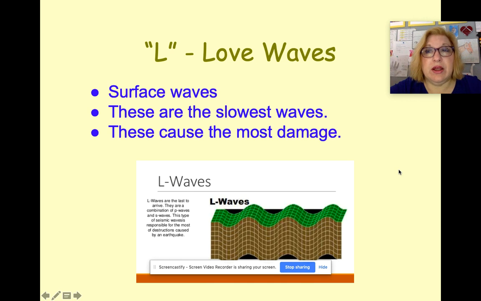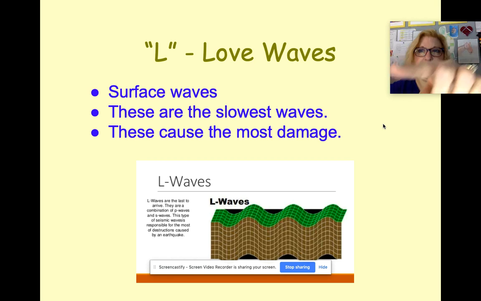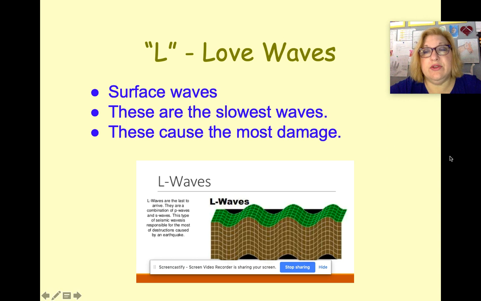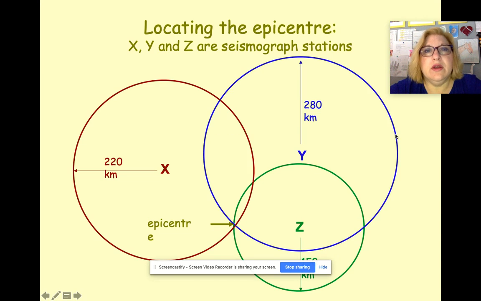We've already talked about L waves also. Those are the surface waves, and they tend to go almost like an ocean wave. It goes like this. And they're the slowest waves, and because they're at the surface, they cause the most damage. So those are important. Sometimes in an earthquake, you can see the ground look like it's lifting up like an ocean wave. And those are the L waves that you're seeing.